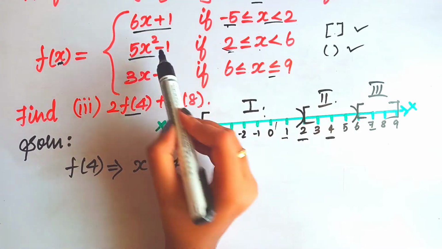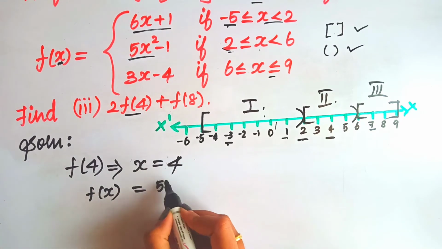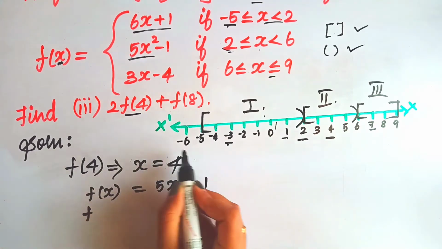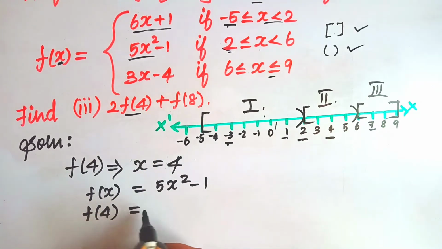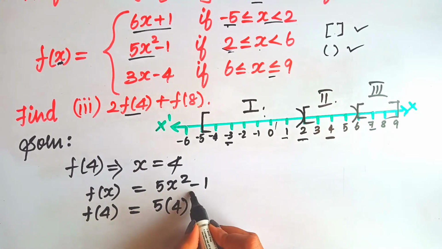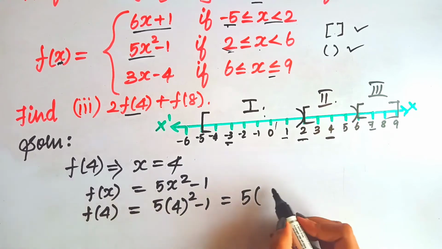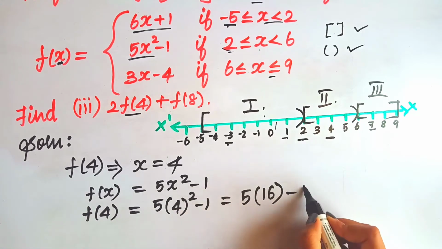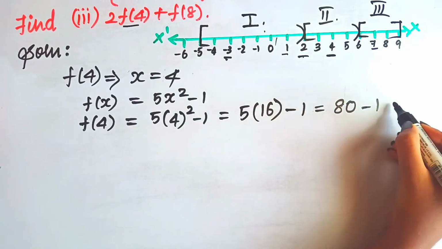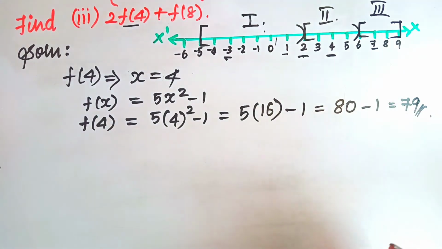So we have to use this function. So f of x is equal to 5x² - 1. So we have to substitute 4 in the place of x. So f of 4 is equal to 5 into, in the place of x you have to substitute 4, minus 1, which is equal to 5 into 4 4s are 16 minus 1, is equal to 80 minus 1. We'll get 79. So f of 4 is 79.